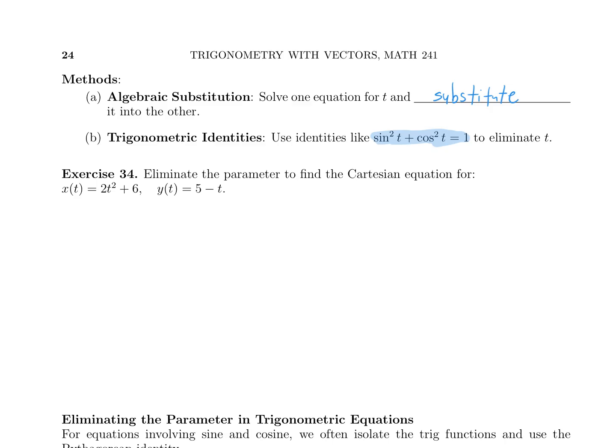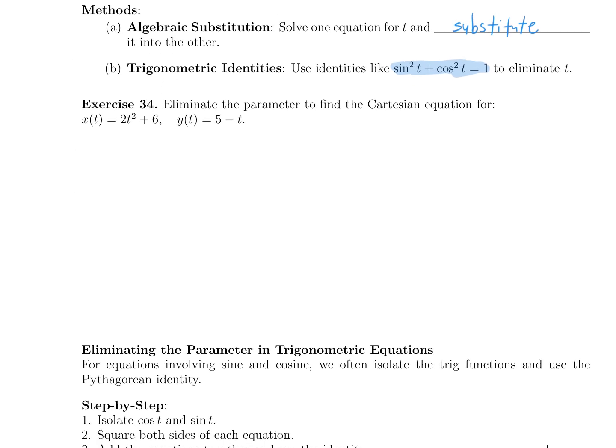So let's look at this first example. Eliminate the parameter to find the Cartesian equation for these sets of parametric equations. So first figure out which one looks easier to solve for. Does this t look easier to solve for, or this one? I would definitely go with this one because it doesn't have the square. So let's go ahead and solve for t for the y equation. So we'll start there. We'll solve for t. Whoops, that's not what I wanted to do. I wanted to do this. Solve for t.